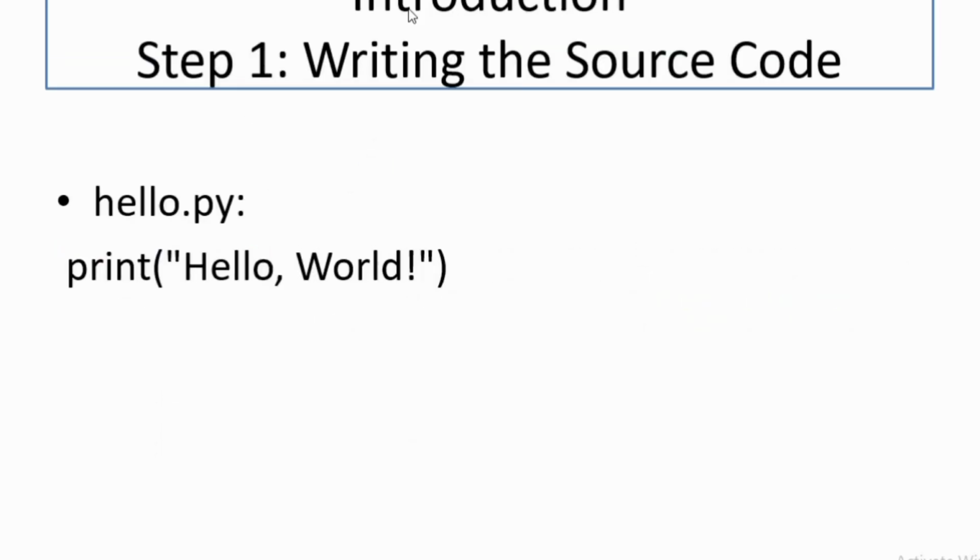Coming to the first step, writing the source code: the programmer writes the code in a high-level language like Python, JavaScript or Ruby. Here is a simple program given by hello.py. Here the statement is print hello world. This is the source code written in a human readable programming language.